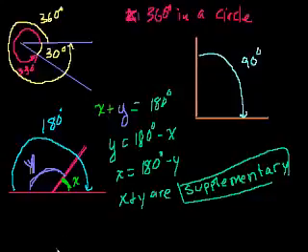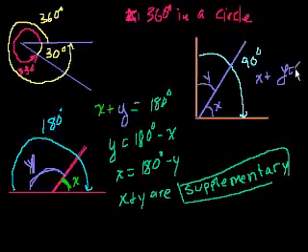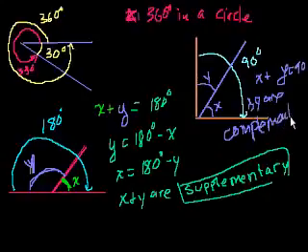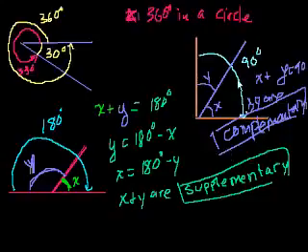Now if I had two angles within that, let's say that this is X and this is Y. What do X and Y add up to? Well, X plus Y is 90. And we can say that X and Y are complementary. It's important to not get confused between the two. Just remember, complementary means two angles add up to 90 degrees. Supplementary means that two angles add up to 180 degrees. I'm running out of time, so I will see you in the next video.